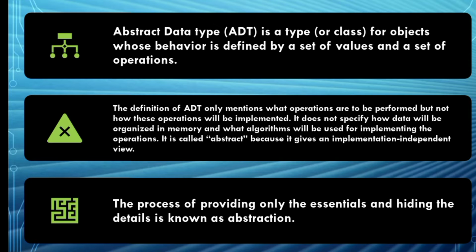The definition of ADT only mentions what operations are to be performed, but not how these operations will be implemented. It does not specify how data will be organized in memory and what algorithms will be used for implementing the operations. It is called abstract because it gives an implementation independent view. The process of providing only the essentials and hiding the details is known as abstraction.